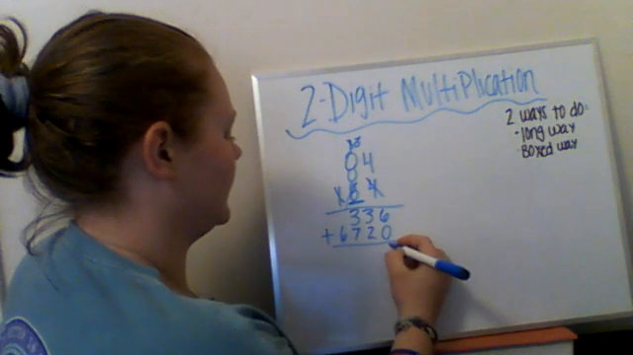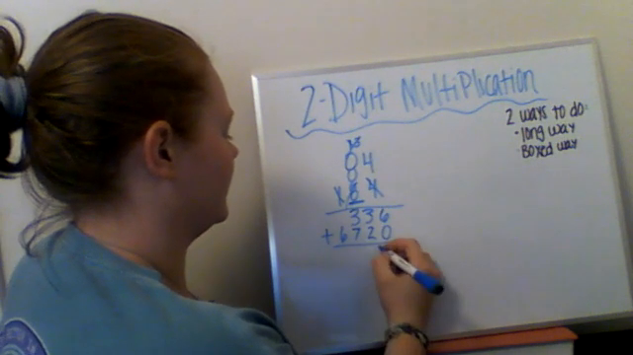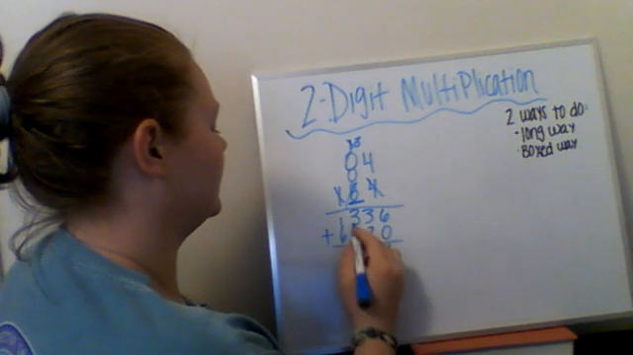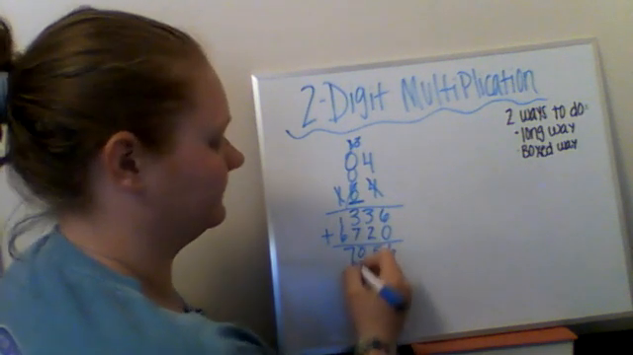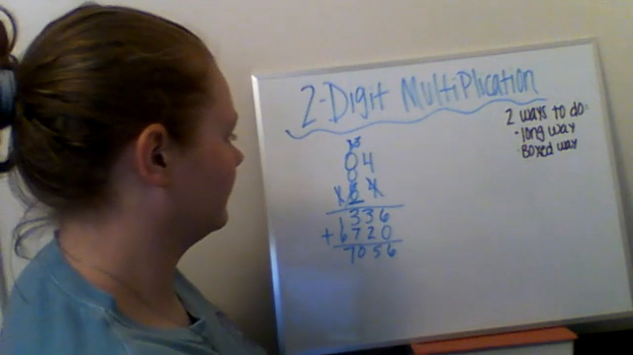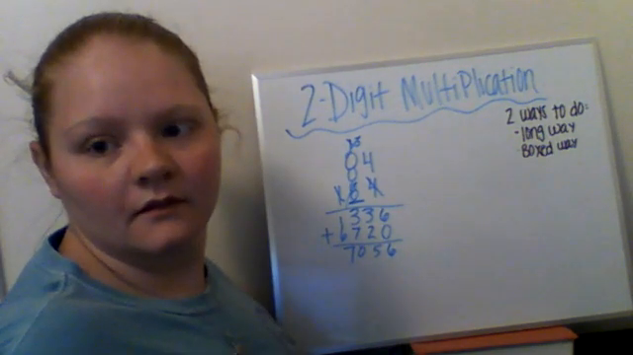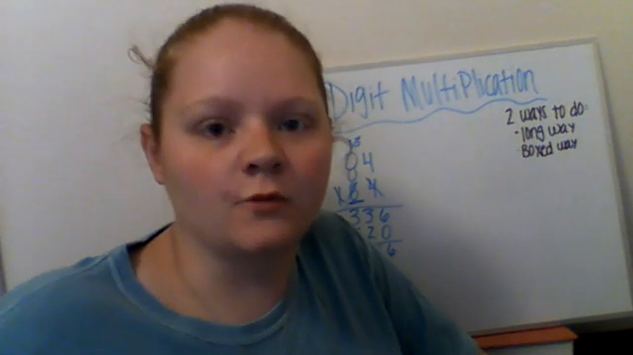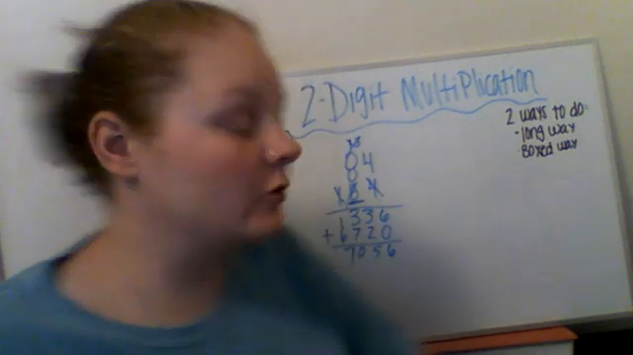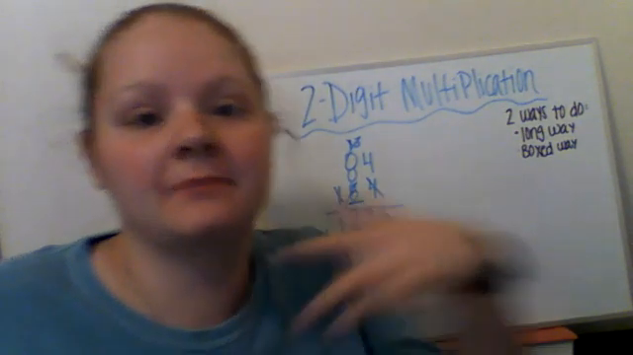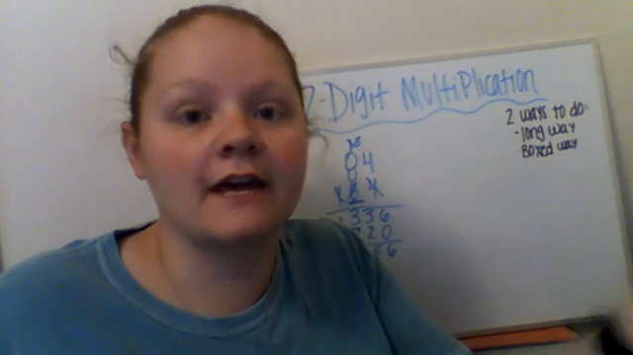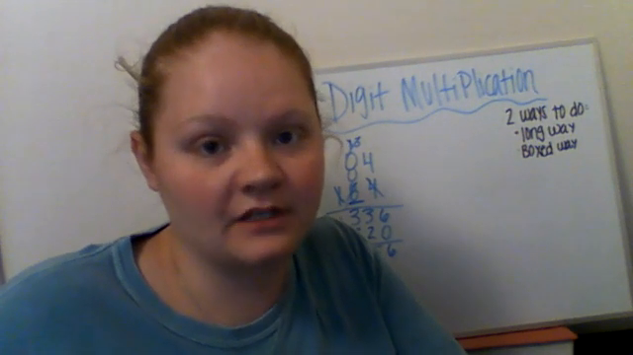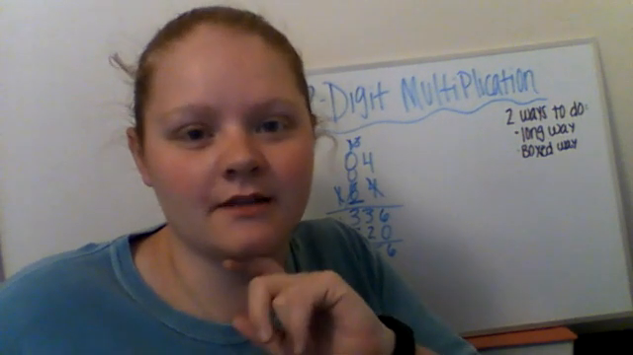6 plus 0 is 6. 3 plus 2 is 5. 3 plus 7 is 10. Carry my 1. 1 plus 6 is 7. Okay, so that is the standard way of doing multiplication. When you have multiple digits like this, when you go into the next place value when you're multiplying, you have to hold that 0 in that place value to show that you're moving to a different place value.